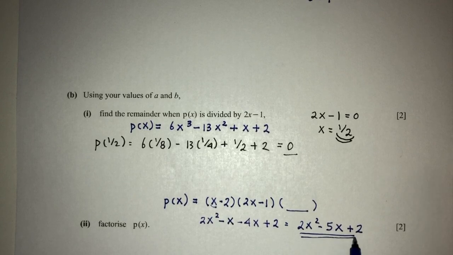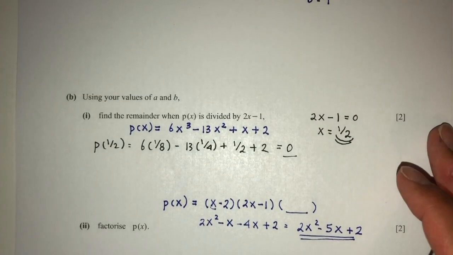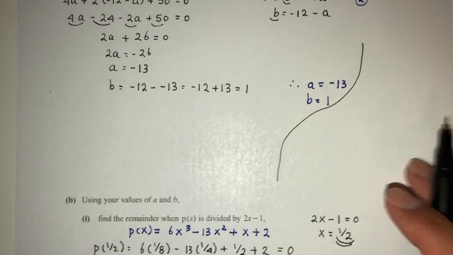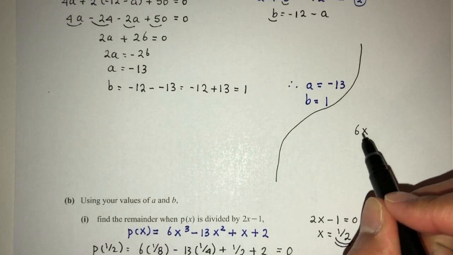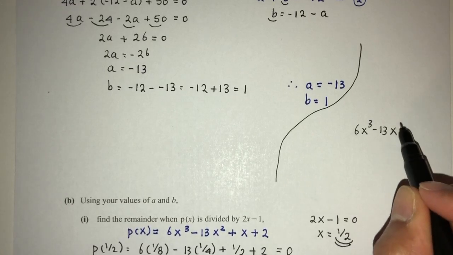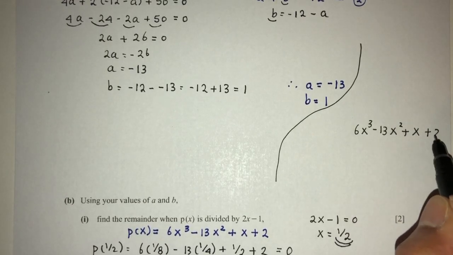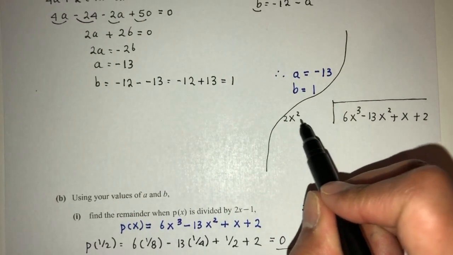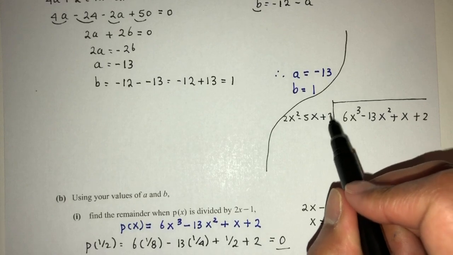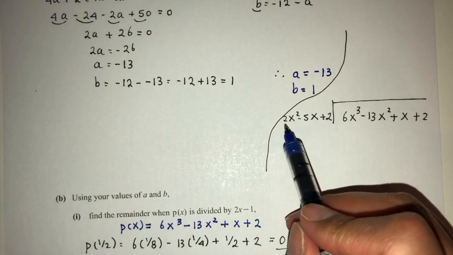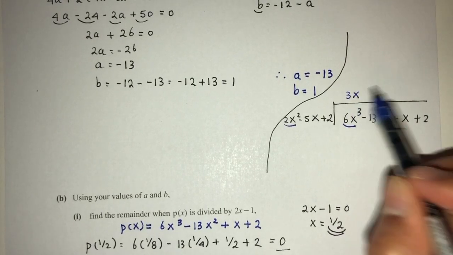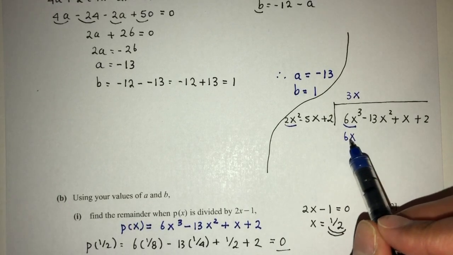Okay, so now we have to divide by this to find the other factor. So let me find some space. So let me do this here. So my p of x is given by 6x cubed minus 13x squared plus x plus 2. Long division by this one, right? That will be 2x squared minus 5x plus 2. So now the first thing is, how can we make 2x squared become 6x cubed? So multiply by 3x, right? You will have 6x cubed.